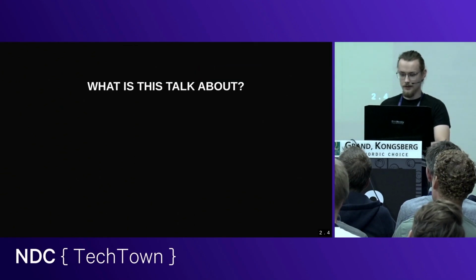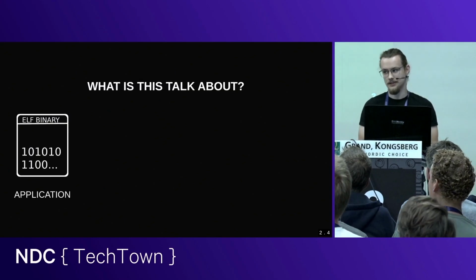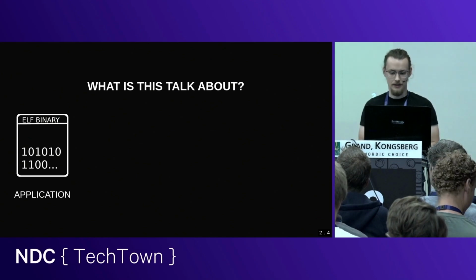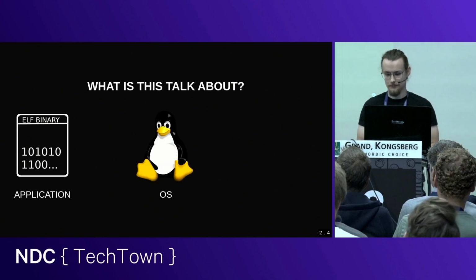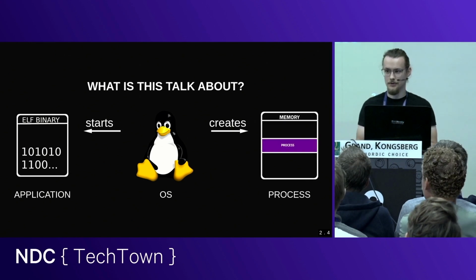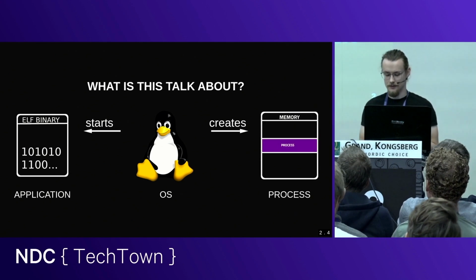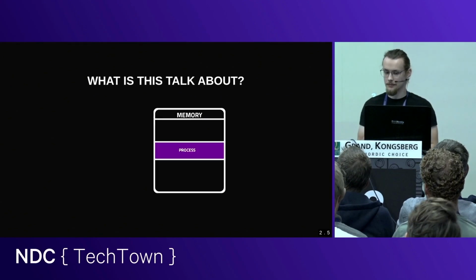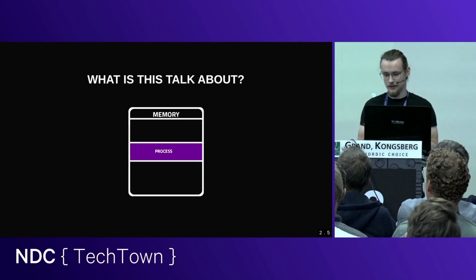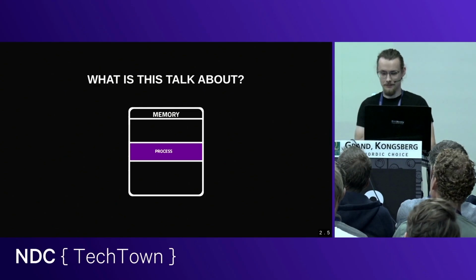Okay, so let's just define what this talk is about. Given a very simple scenario, we have a program, a binary, let's assume in ELF format, and we have an operating system. And when the operating system starts a program, it creates a process in the memory. A process is just an instance of a running program. And this process has a very specific structure and very specific layout in the memory. And this is the topic of the entire talk.